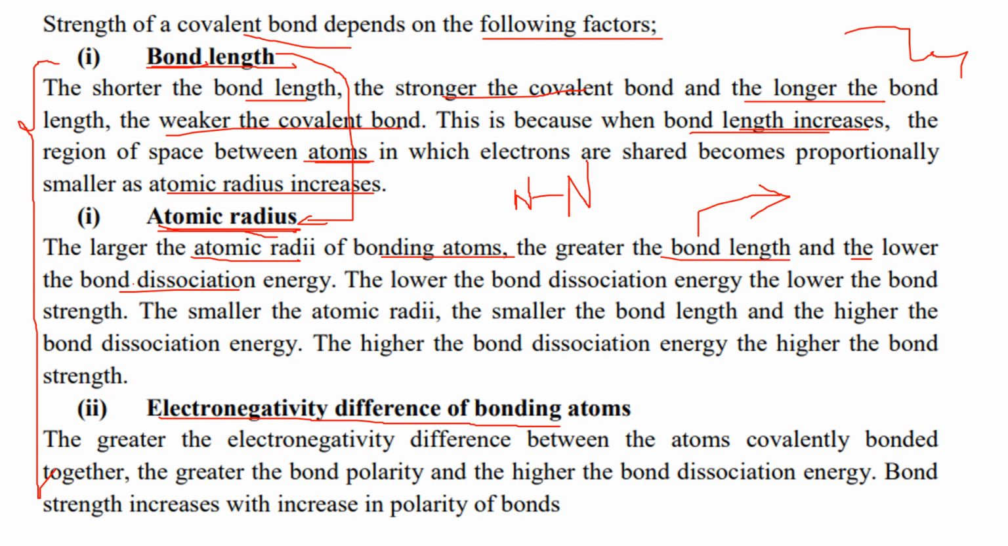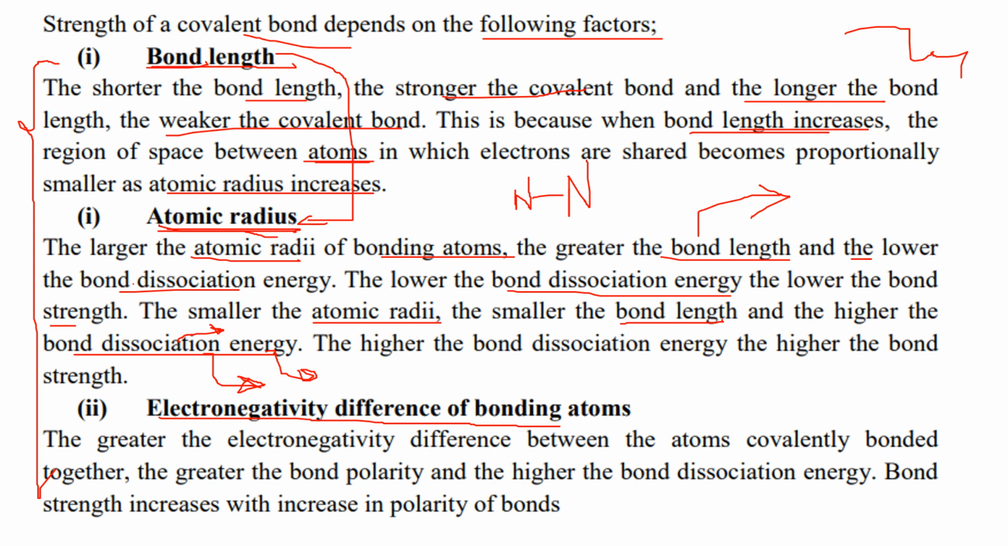So we're going to proceed by saying that the lower the bond dissociation energy, the lower the bond strength. And therefore, the smaller the atomic radii, the smaller the bond length, and the higher the bond dissociation energy. Bond dissociation energy, we have just looked at it under thermochemistry, which is the energy required to break 1 mole of a covalent compound into its constituent gaseous atoms. So you review thermochemistry videos to understand this in depth.